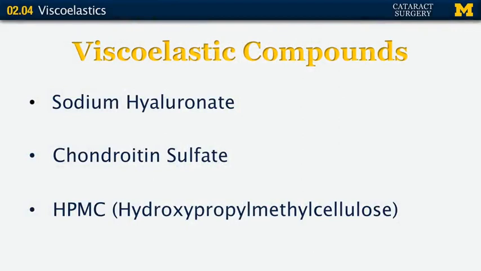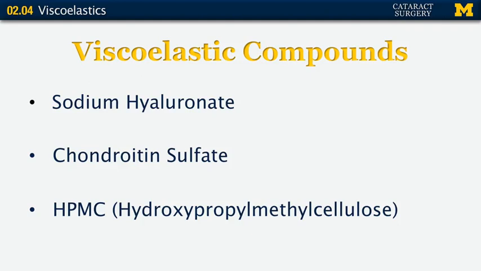You see what the cohesive looks like, a little ball up on top of the cornea, and the dispersive actually coats and is a pretty good way of maintaining lubrication of the corneal surface during cataract surgery. All viscoelastic compounds are made of 3 basic substances: sodium hyaluronate, chondroitin sulfate, and hydroxypropylmethylcellulose.